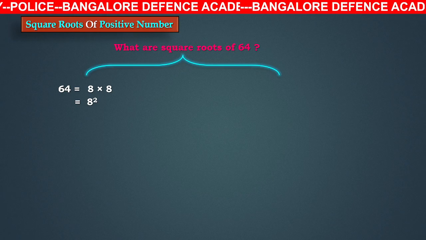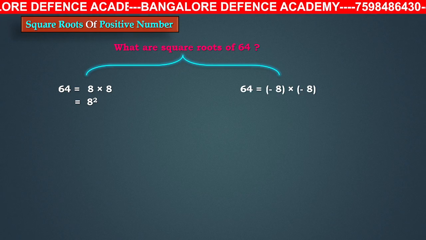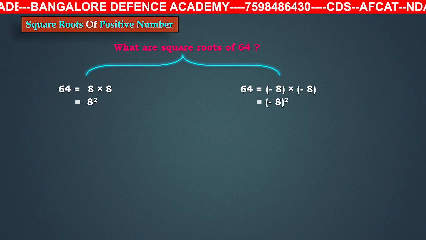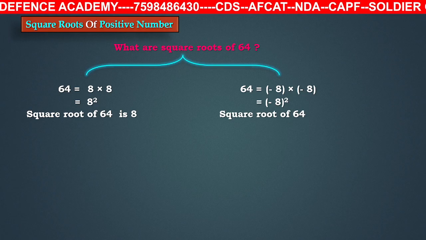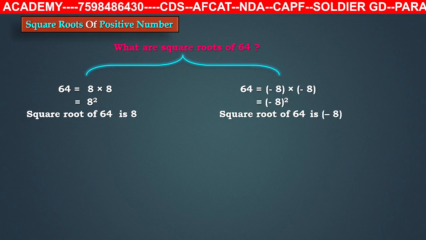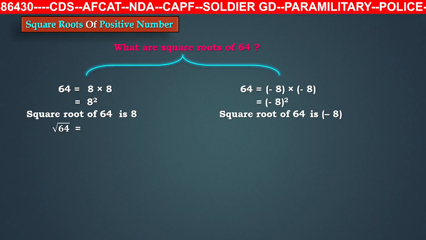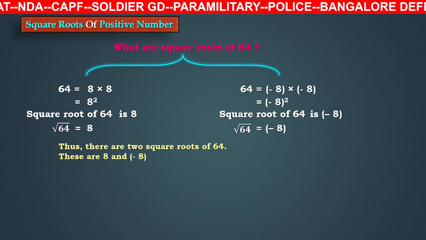So I can say 8 square. Okay, and I can also take 64 as minus 8 into minus 8. Minus into minus gives me plus. So this minus 8 square also gives me 64. So the square root of 64 on the left hand side gives me 8. At the same time, the square root of 64 on the right hand side gives me minus 8. So what's the right answer? The square root of 64 is plus 8 or the square root of 64 is minus 8.